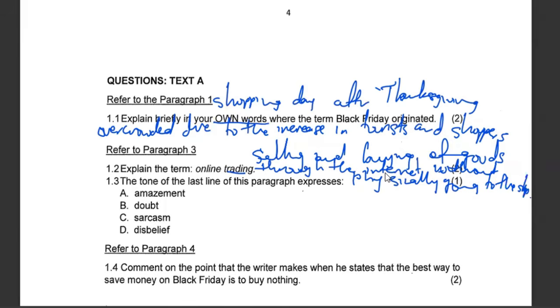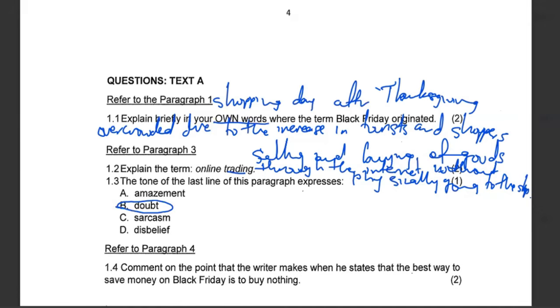The tone of the last line of this paragraph expresses, and I believe the last line of paragraph 3 said, a day in which retailers are said, I believe that's where our tone is coming from, to offer significant discounts. Our options were A, amazement, B, doubt, C, sarcasm, and I believe D will be disbelief. When he said said, we definitely are going to talk about doubtful. So our answer will become a B, because he says said, which means that's what he hears, and therefore he does not have the guarantee that it is so, and therefore it becomes a B.